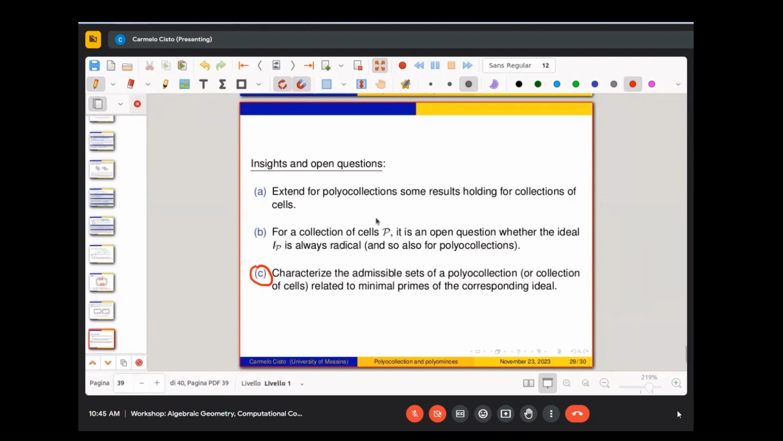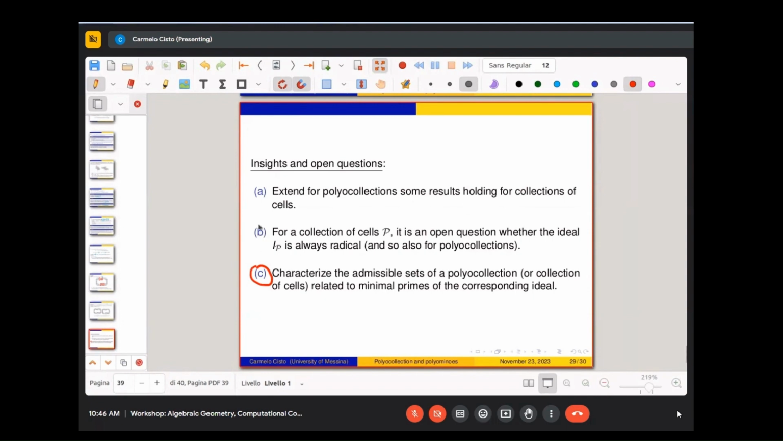Moreover, I want also to mention some other known questions that arise in studying polynomial ideals and collections of sets. The first one: for collections of sets, we know many properties, about characterizing primality, the Hilbert function, and the Gröbner basis, and about polynomials. So a possible direction to investigate is whether it is possible to extend known results for collections of cells also to the case of polyomino collections.